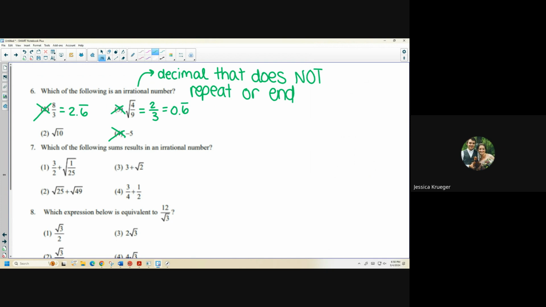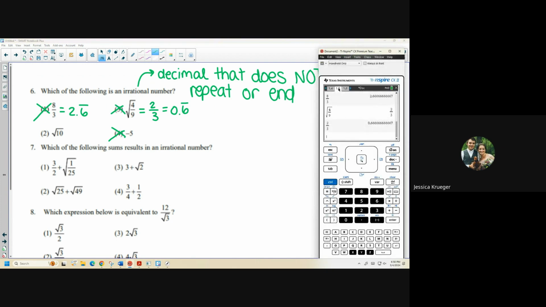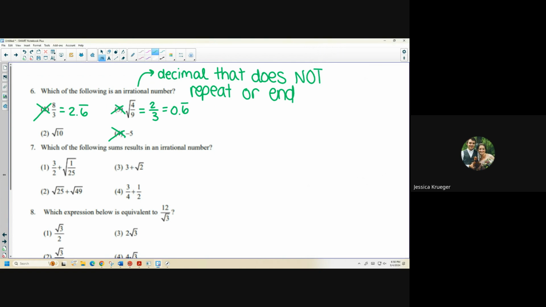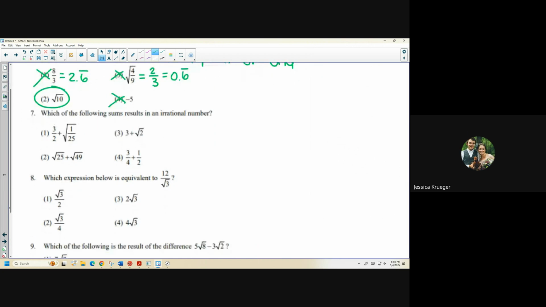It is rational. And the last one is the square root of 10. If I type that in, I get a long decimal. It doesn't repeat. It doesn't end. Choice 2 is the irrational answer.